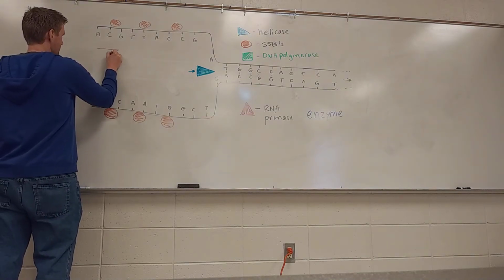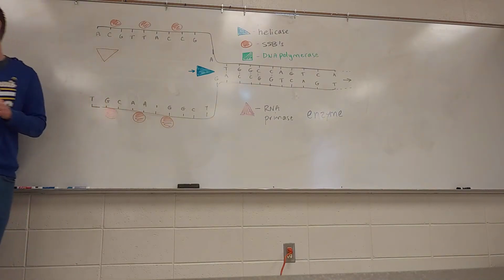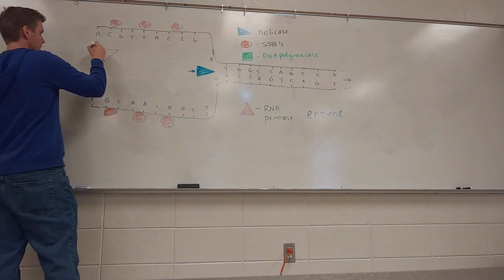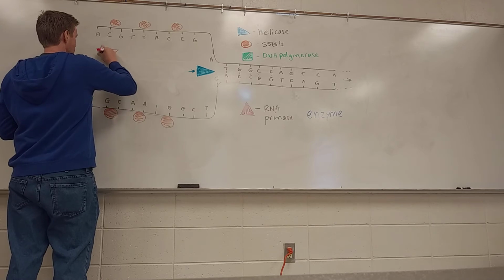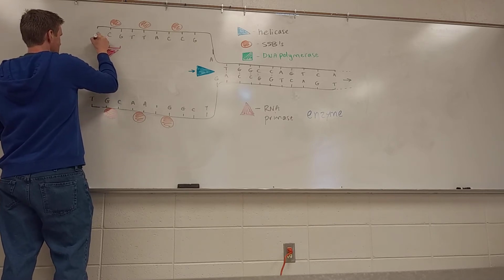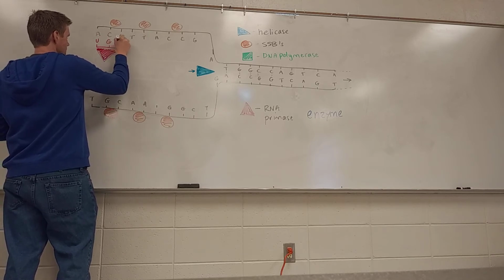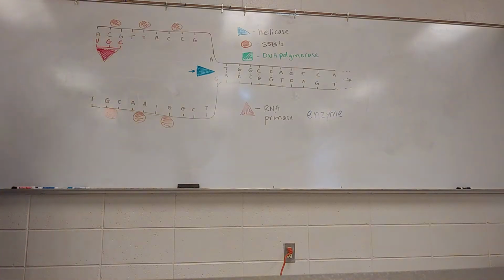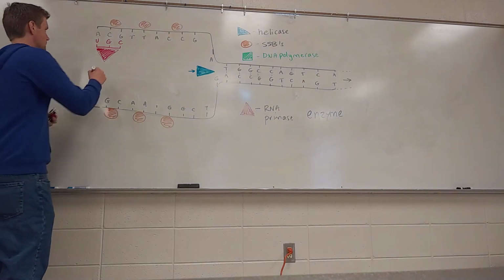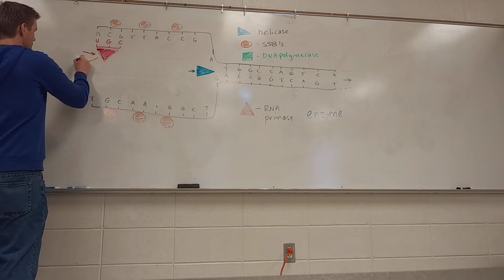So RNA primase comes in. Let's see if I can get a brighter red for you. There we go. RNA primase comes in and lays down the first three letters complementary to the original strand. Since it's RNA, it's going to have a U instead of a T. And it's going to do that, and then it's going to leave.